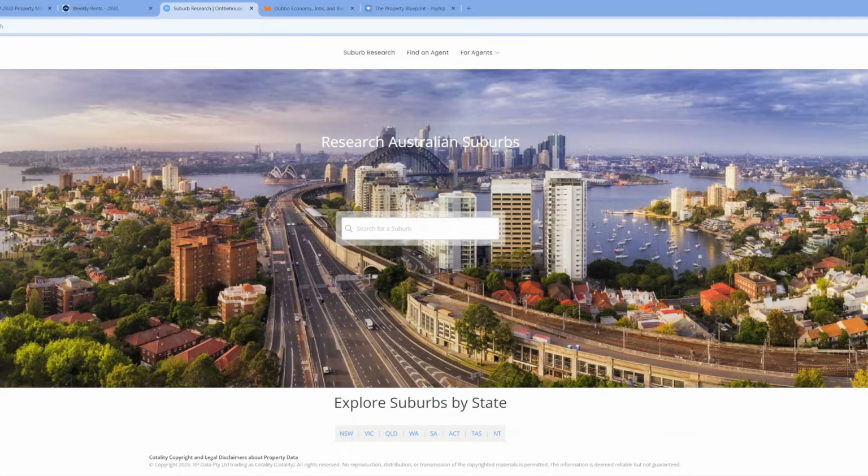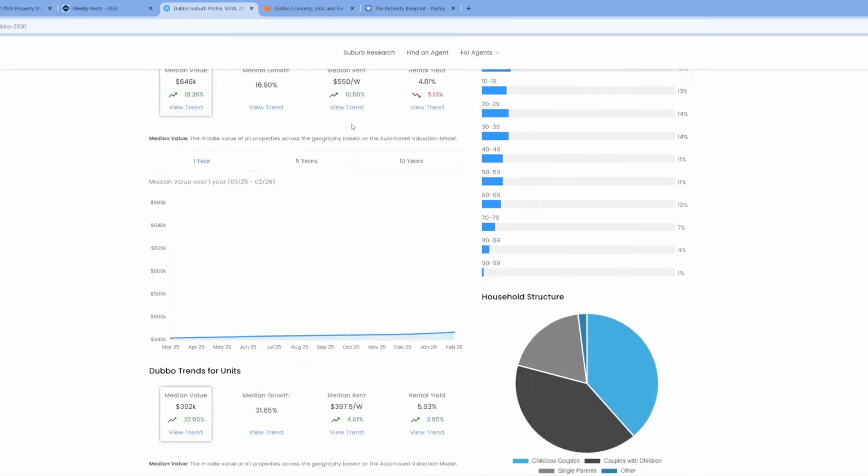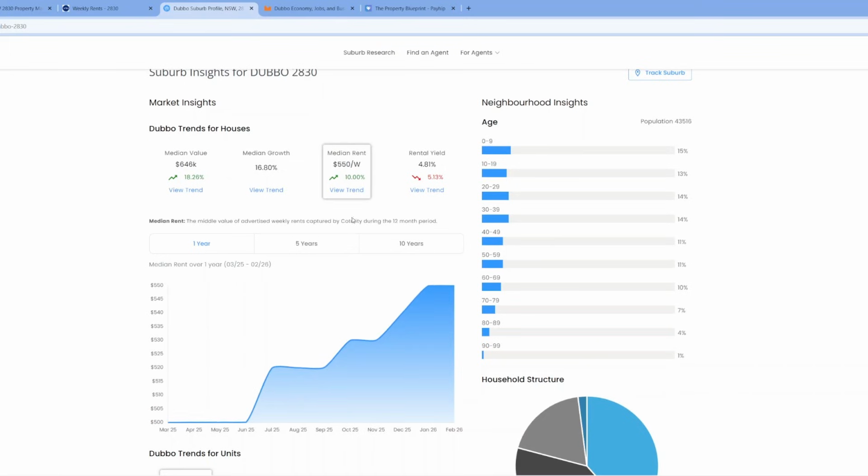Once again, you don't have to rely on only one source of information. You can have a look across multiple data platforms, and I've got On the House over here. If you type in Dubbo, New South Wales, and have a look at it, you can scroll down and look at the median rent increases, and you can see it's about 10% over the past year for this location.